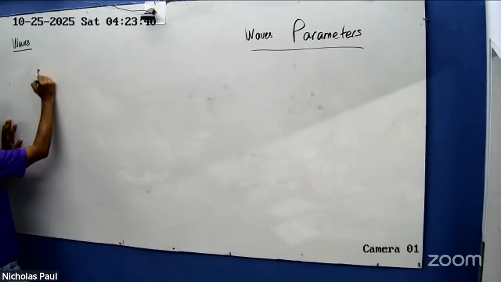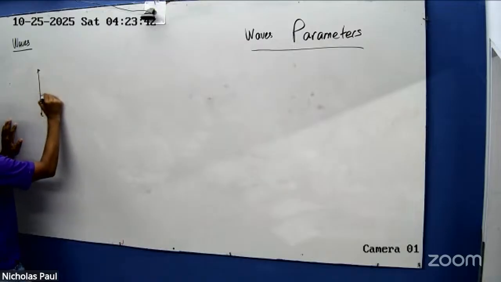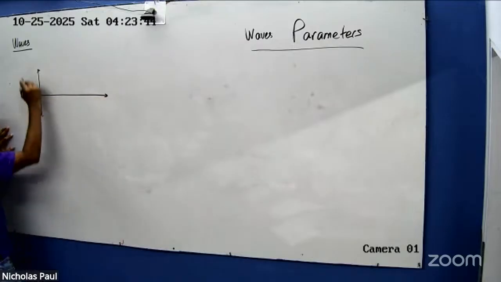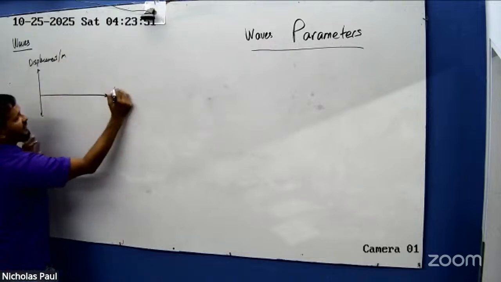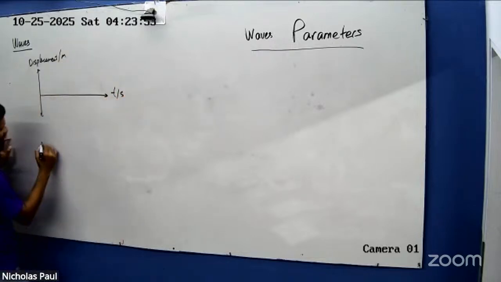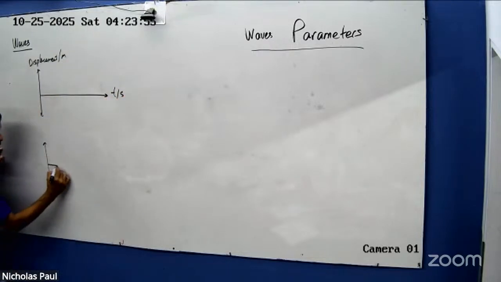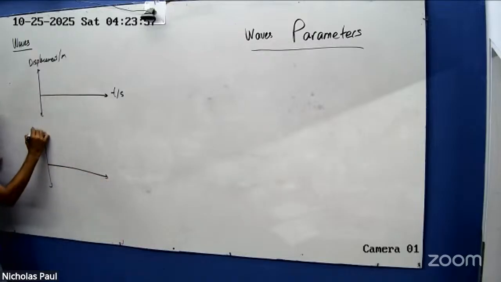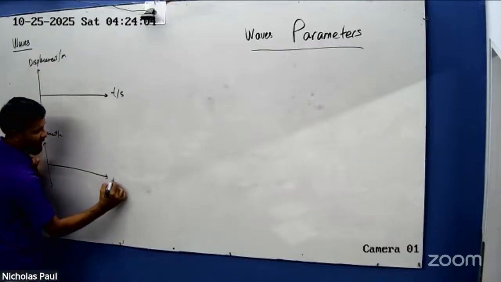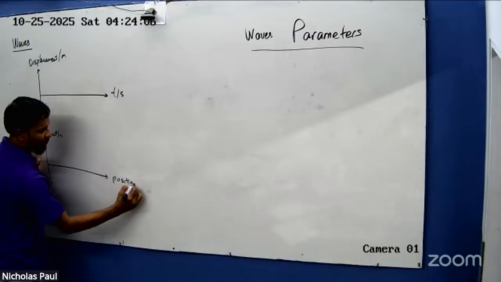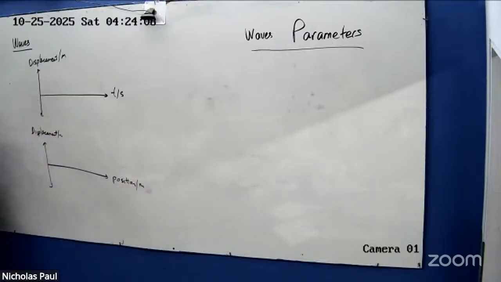Underneath that, I want you to draw these two graphs here. I'm giving you two types of graph. I'm giving you a graph of displacement versus time, and a displacement versus position graph. Question: what's the difference between those two graphs?